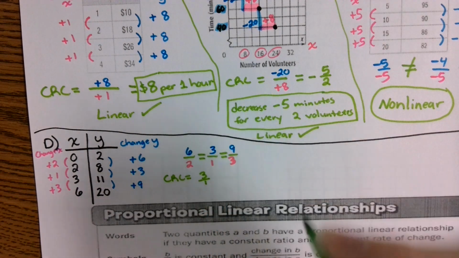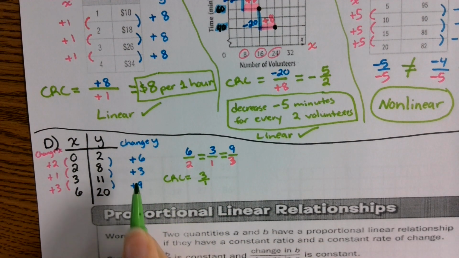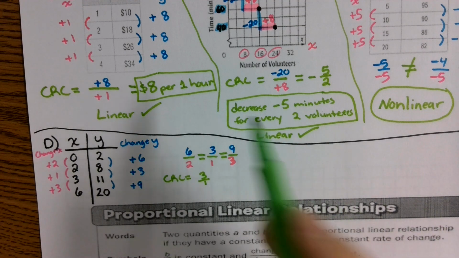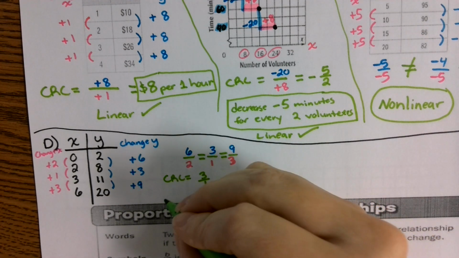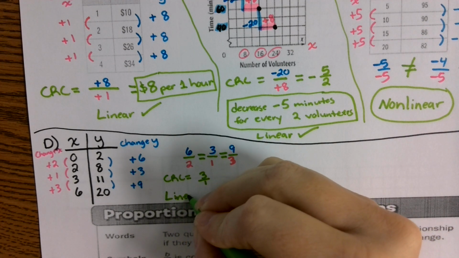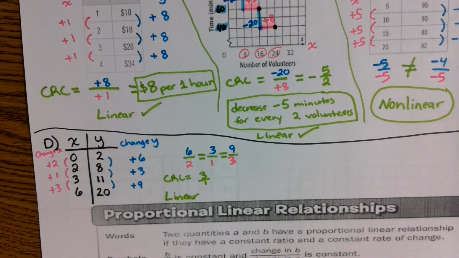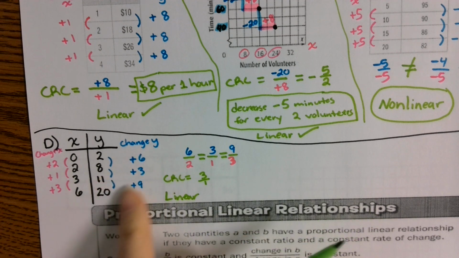We don't have any context in which to put it at, so I can't say, oh, it's $3 per hour like I did here, or 3 minutes per volunteer like I did here, because I don't have any context to go with it. But if you did, you'd have to indicate 3 per 1 what, okay? And since it does have a constant rate of change, it means that it does make it linear. Remember, linear means that it's going to form a straight path. If I were to graph these points and connect them together, I would see a straight line that's going to exist.